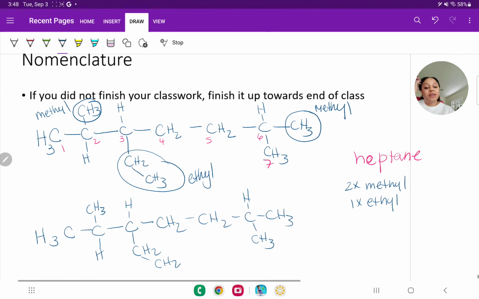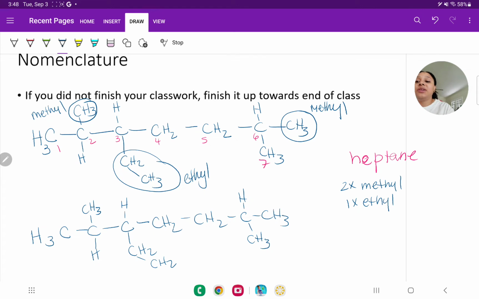Our next step is to see where it's branching off. On the one below it, I'm going to number it in a different direction, and we're going to compare. So if I go 1, 2, 3, 4, 5, 6, 7, I still have a methyl, another methyl, and an ethyl. What I'm going to do is use the numbers from the top and the numbers from the bottom one to determine our locants.